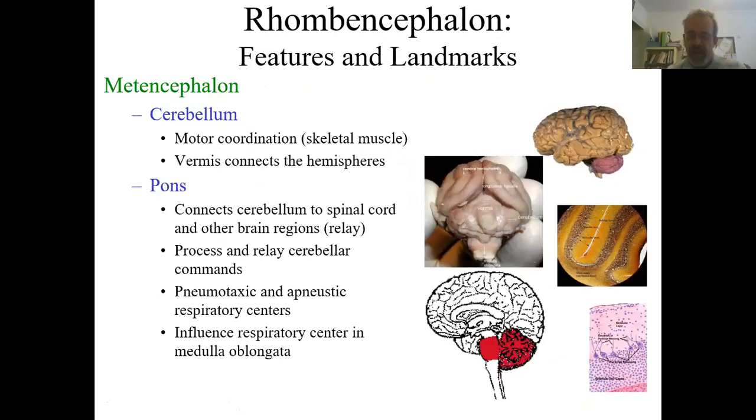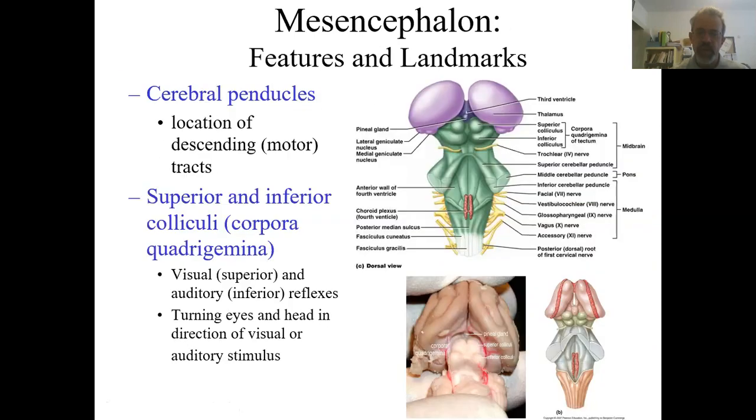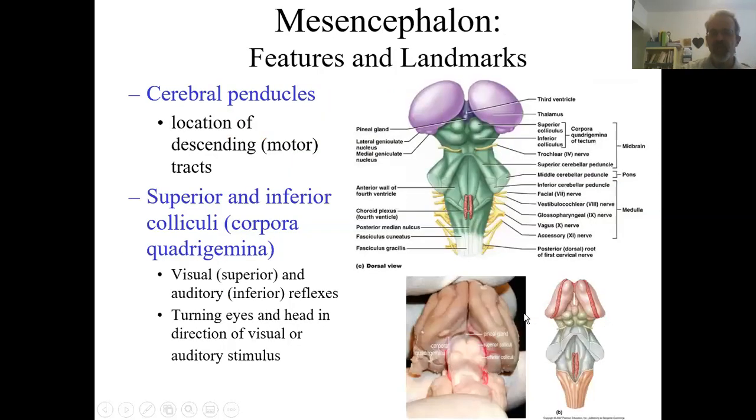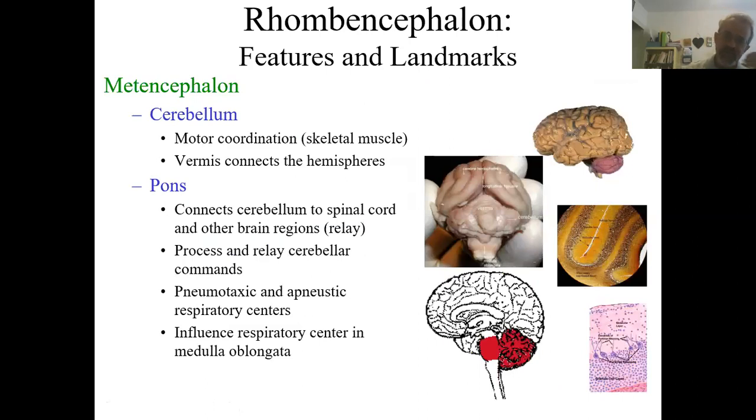The back part of the brain is the rhombencephalon. Let me go back here for a second. So this again is the telencephalon, right? This is the diencephalon. This is the mesencephalon. And this area down here, as well as this, is the rhombencephalon. It consists of several parts, also known as the hind brain.